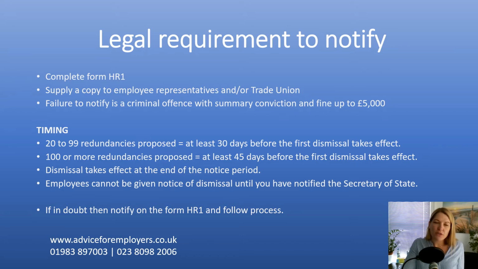In terms of timing, you're required to notify if you have 20 to 99 redundancies proposed at least 30 days before the first dismissal takes place, and 100 or more it's at least 45 days. So again, this is where your planning comes in, right back to the beginning. What are the numbers you're going to be looking at, and what's your timescale for completion? And if you're looking to try to deal with the redundancies and get everything finished, notice given, and potentially people leaving before the end of the furlough scheme, or to tie in with the end of the furlough scheme, it's important to start looking and tracking back on the timings now.